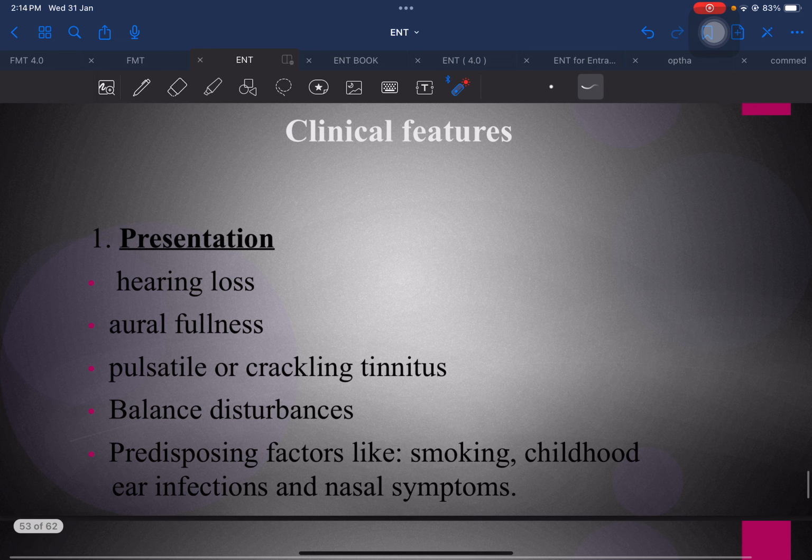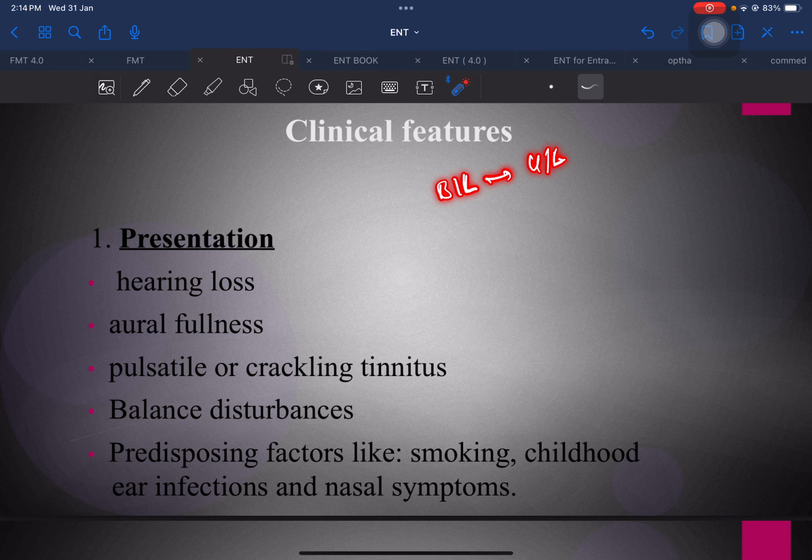Now if such a history is brought to you, then you have to make a probable diagnosis of otitis media with effusion. This condition is usually bilateral. If it is unilateral, the patient may not present with the above mentioned features, because the other ear will function well, that's why.